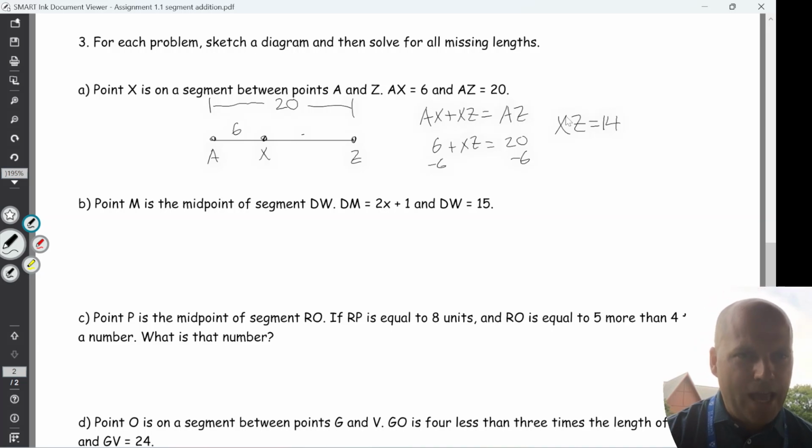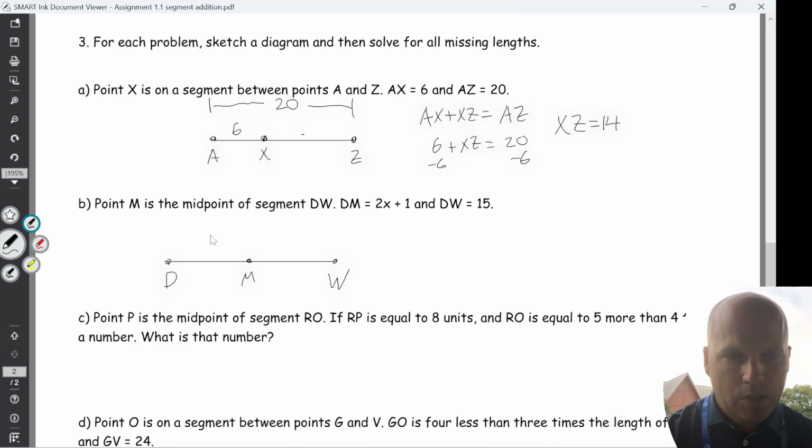Cool. Point M is the midpoint of segment DW. DM is 2x plus 1. DW is 15. So they're giving me segment DW, and M is smack dab in the middle. DW is 15. DM is 2x plus 1.